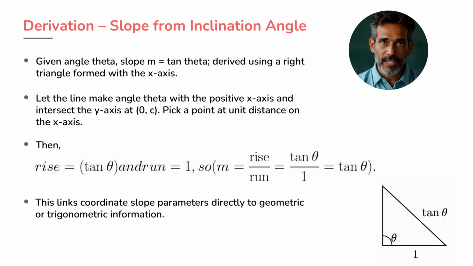Now, visualize a right triangle resting on the x-axis. Its base, or adjacent side, has length 1. Its vertical side, or opposite side, has length tan theta. And at the base, the angle theta is clearly marked. That's the heart of the slope concept.